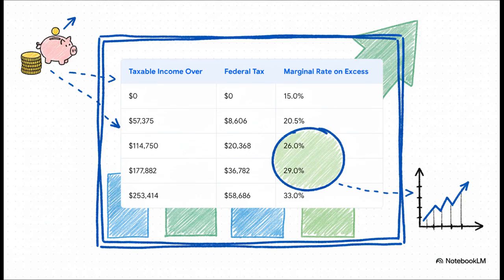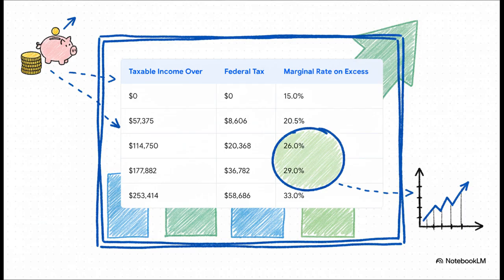A very common misunderstanding is to think that if your income is, say, $60,000, you pay 20.5% on all of it. But that's not how it works. You actually pay 15% on that first chunk of income, up to $57,375. It's only the income you earn above that amount that gets taxed at the higher 20.5% marginal rate.